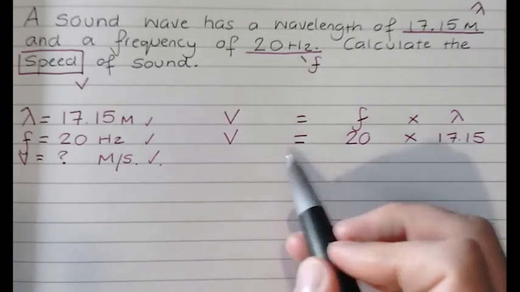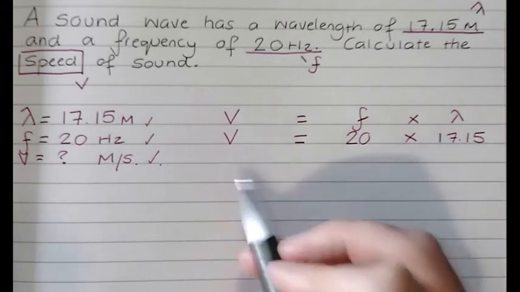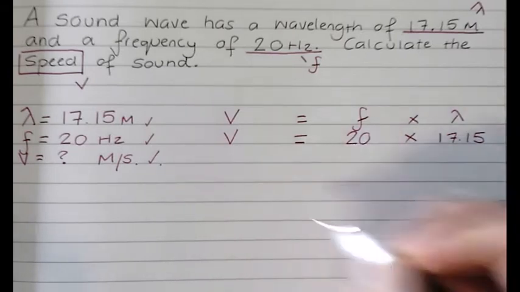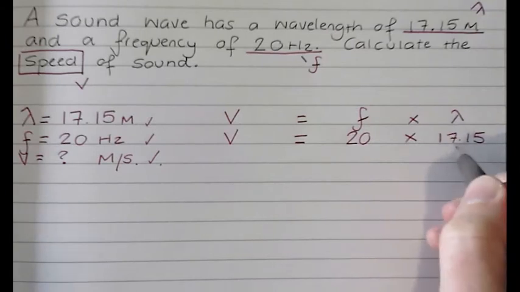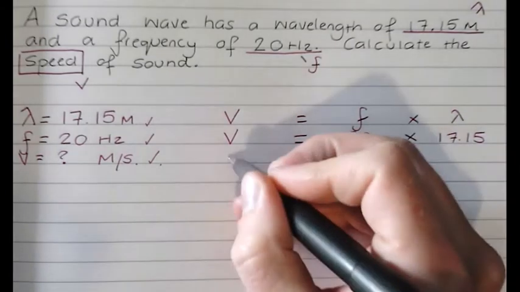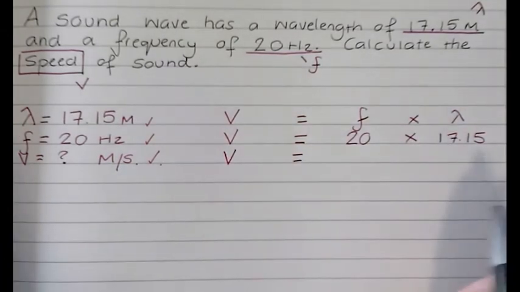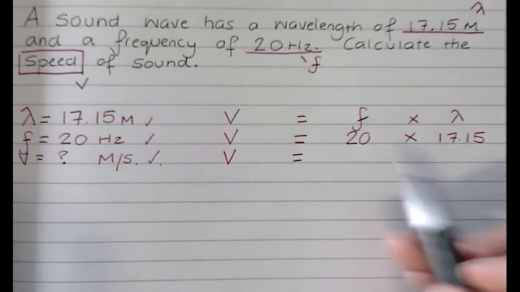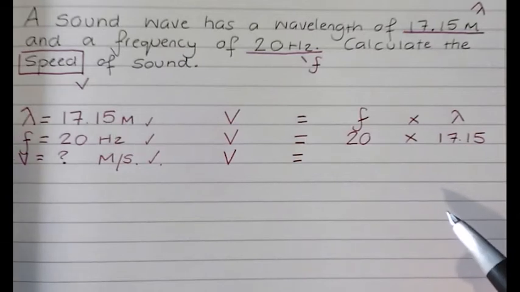We can just calculate these numbers. So that's what we're going to do now. So we're just going to do 20 times by 17.15, and that will give us V. So V will equal, now what I'd like you to do is pause the video now, and try this sum for yourself, and then come back to the video and I will carry on and I'll solve it for you.